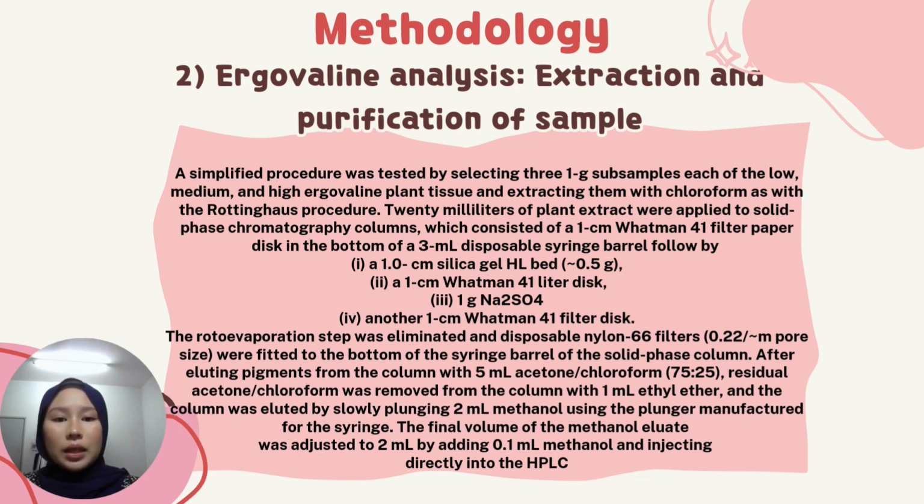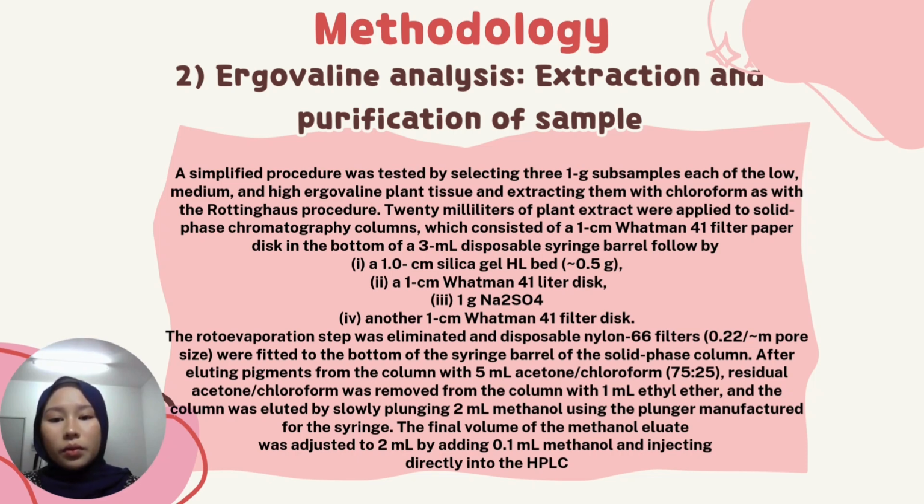20 ml of plant extract were applied to a solid phase chromatography column, which consists of a 1 cm Whatman 41 filter paper disc in the bottom of a 3 ml disposable syringe barrel, followed by a 1.0 cm silica gel HL pad, a 1 cm Whatman 41 filter disc, 1 gram Na2SO4, and another 1 cm Whatman 41 filter disc. The rotary evaporation step was eliminated and disposable nylon 66 filters were fitted to the bottom of the syringe barrel of the solid phase column.